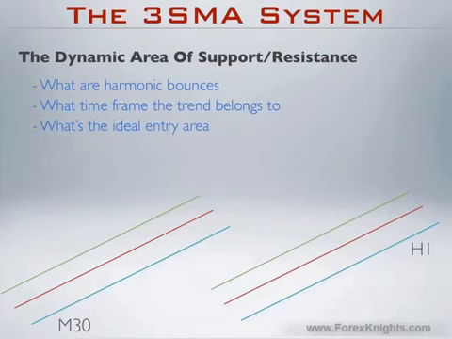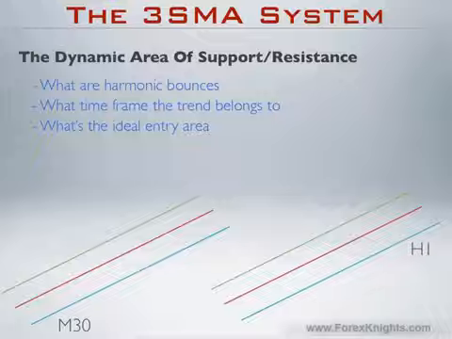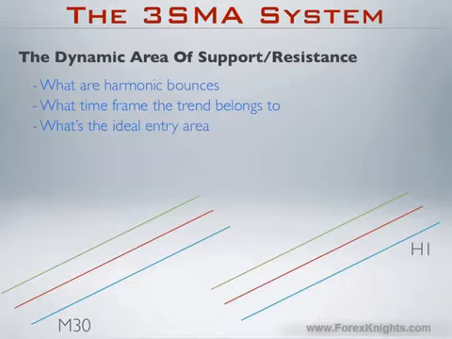Now, we're also going to be using the dynamic area of support and resistance in order to determine what time frame, or rather which time frame, the trend belongs to. You see, occasionally you might find the 5 SMA conditions applying on 2 different time frames at once, especially if those time frames are close to each other. For example, the 30 minutes time frame and the 1 hour time frame.